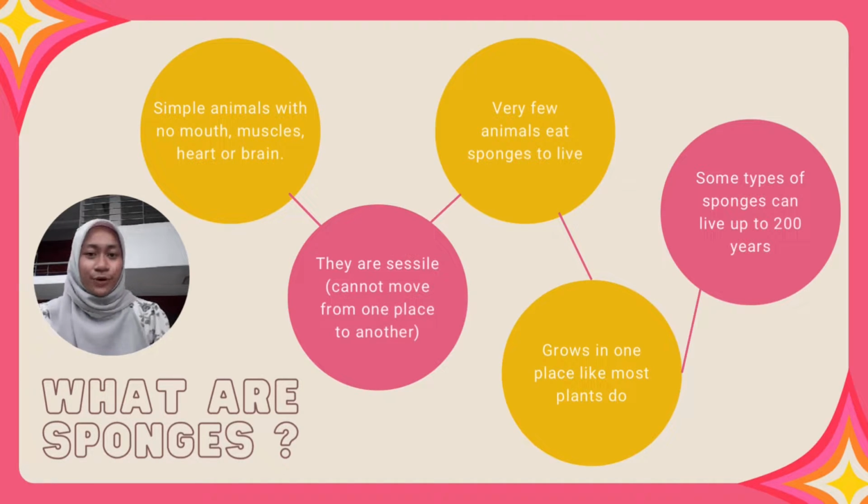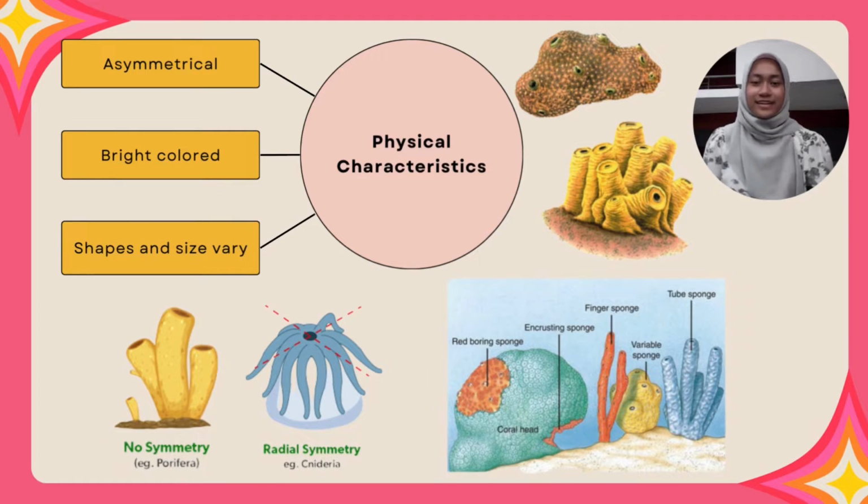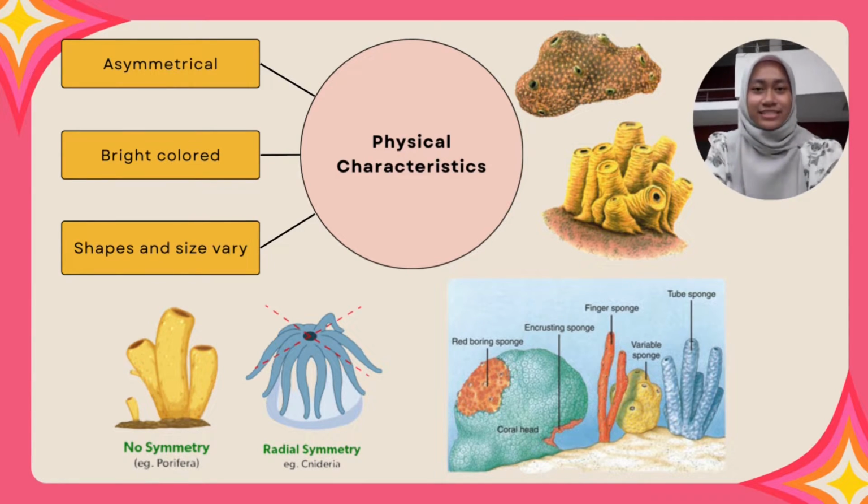Next, it grows in one place like most plants do. I want to mention here that sponges are not plants, but they are actually animals too. And lastly, some types of sponges can live up to 200 years. Next, let's move on to the characteristics. For characteristics, I have divided it into several types so it will be easier for you to understand. The first one is based on the physical characteristics.